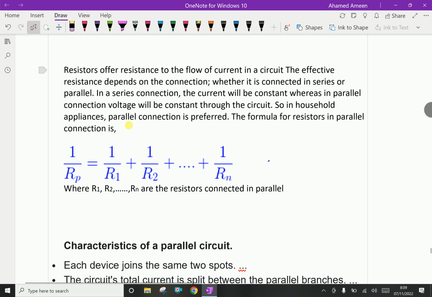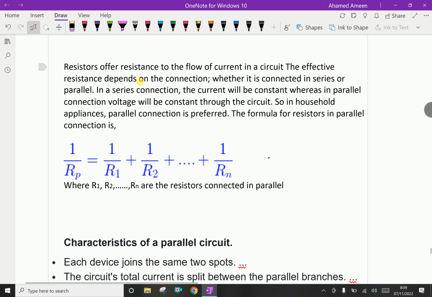Resistors offer resistance to the flow of current in a circuit. The effective resistance depends on their connections, whether in series or parallel. In a series connection the current is constant, whereas in a parallel connection the voltage is constant across the circuit. In household appliances parallel connection is preferred because we can operate individual appliances with individual switches.